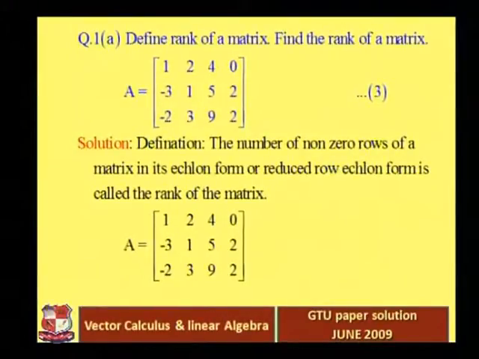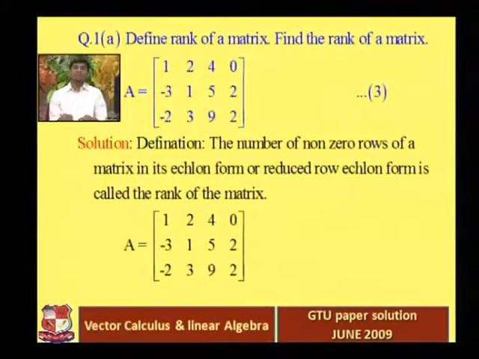Second condition, if there is any zero row, it should be at the bottom of the matrix, right? Third condition, whenever we are going from above to below, our leading entry is going from left to right, right? So if these three conditions are satisfied, then we can say that our matrix is in row echelon form.